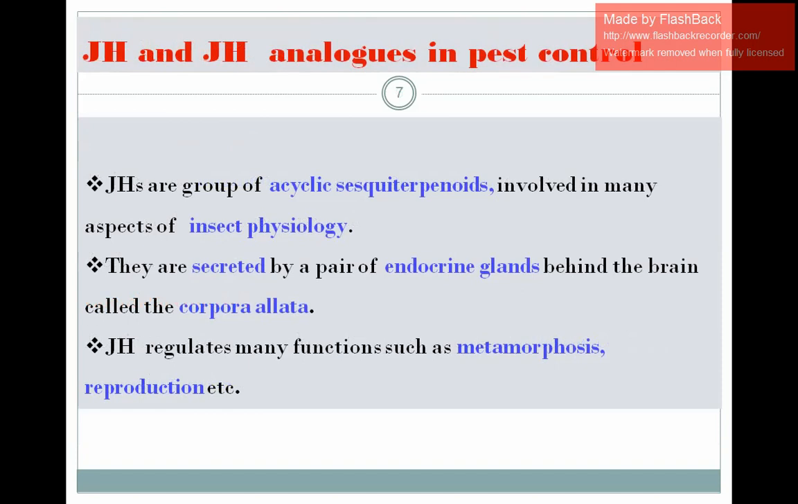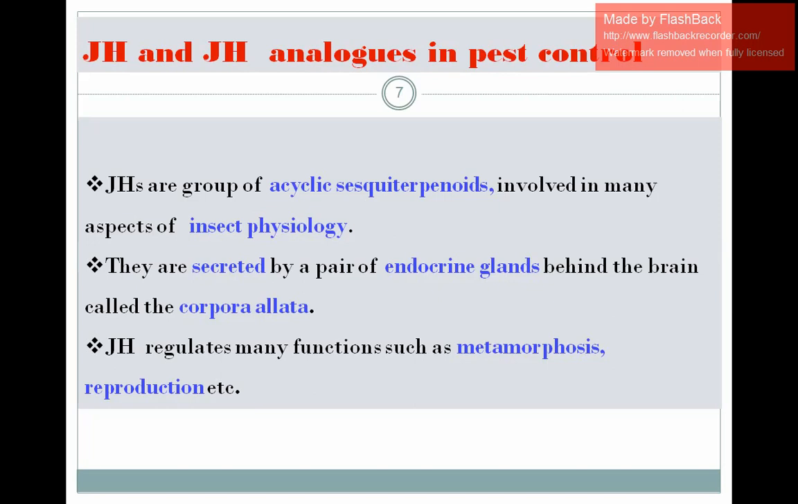Okay, now let's discuss juvenile hormone and its analogues in pest control. Juvenile hormone analogues we are going to discuss after some time. Let's discuss juvenile hormone. So, juvenile hormones are a group of acyclic sesquiterpenoids involved in many aspects of insect physiology. They are secreted by a pair of endocrine glands behind the brain called the corpora allata.